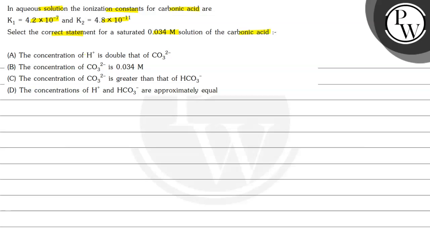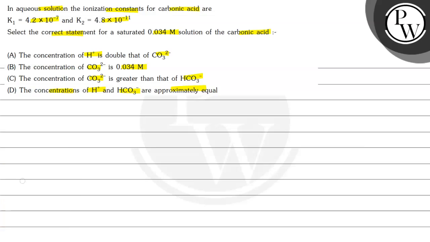A. The concentration of H plus is double that of CO3 minus 2. B. The concentration of CO3 minus 2 is 0.034 molar. C. The concentration of CO3 minus 2 is greater than that of HCO3 minus. D. The concentrations of H plus and HCO3 minus are approximately equal.